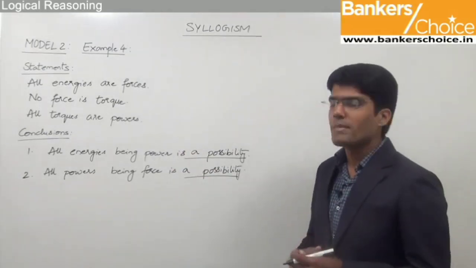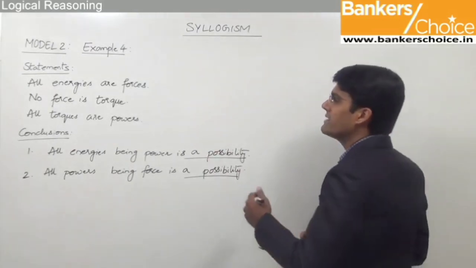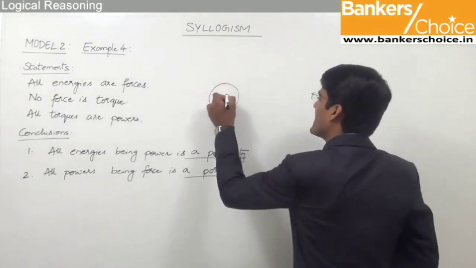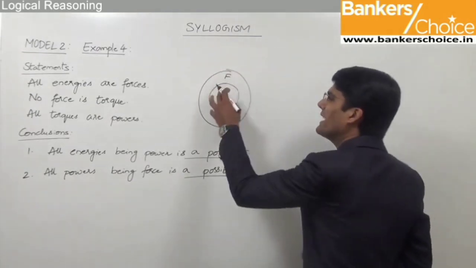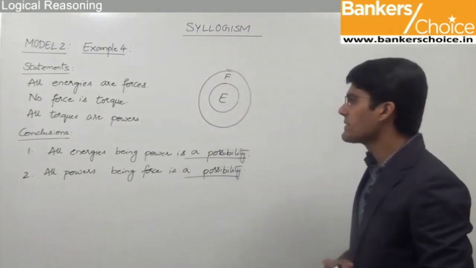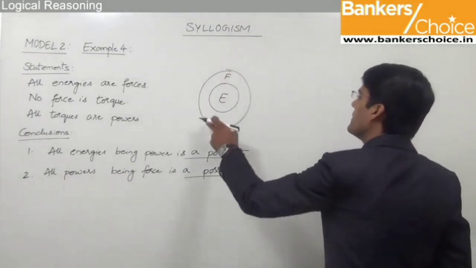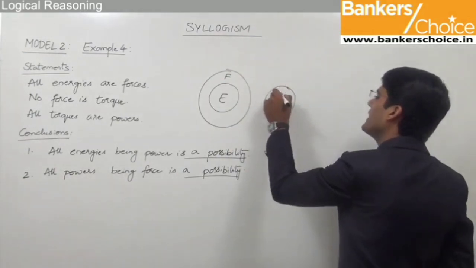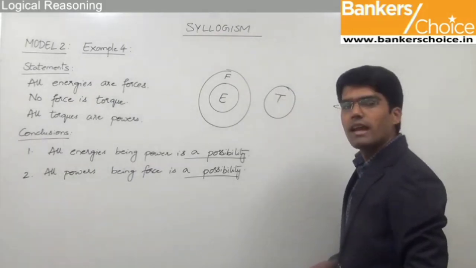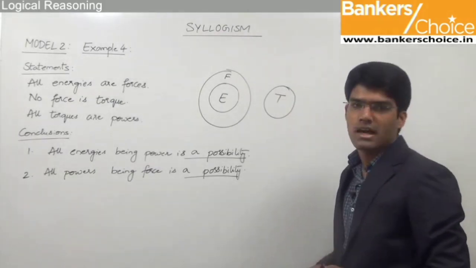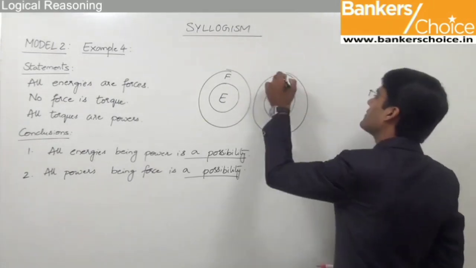So let us try to draw the basic diagram for the given statements first. The first statement is all energies are forces. So it can be taken as energies which are completely inside forces. So we find that all the energies are within forces. No force is torque. So there should not be any overlapping between force and torque. So we can take torque completely outside forces. And the last statement here is all torques are powers. So all torques are powers can be drawn as shown here.